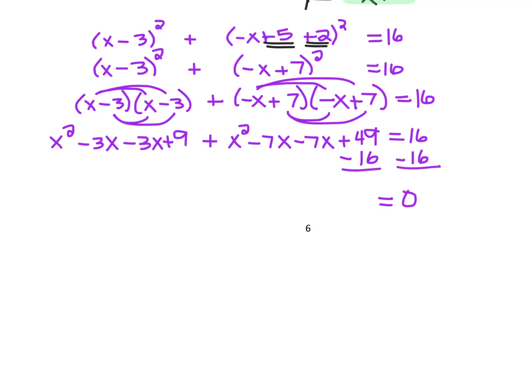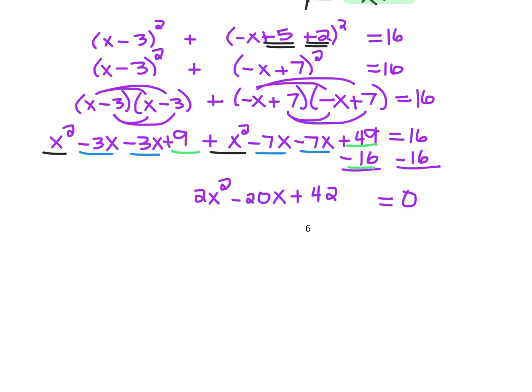So let's combine. I'll underline. X squared plus x squared would be 2x squared. Then if I combine negative 3x, negative 3x, negative 7x, and negative 7x, that's negative 20x. And then if I combine the 9 plus the 49 and then take away 16, that'll give me what, 42? So plus 42.